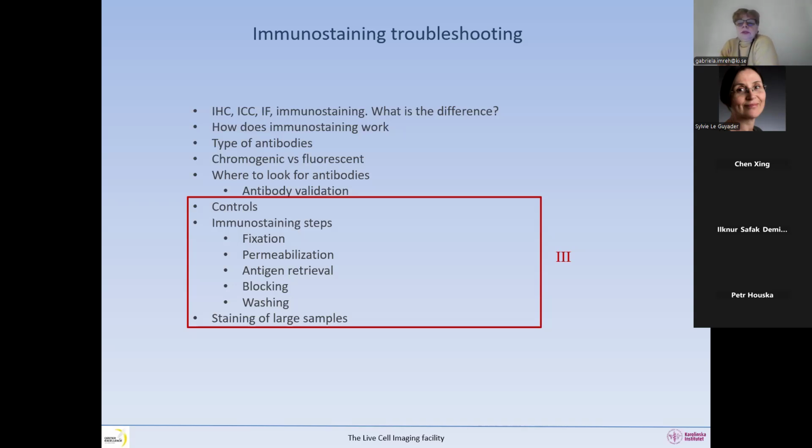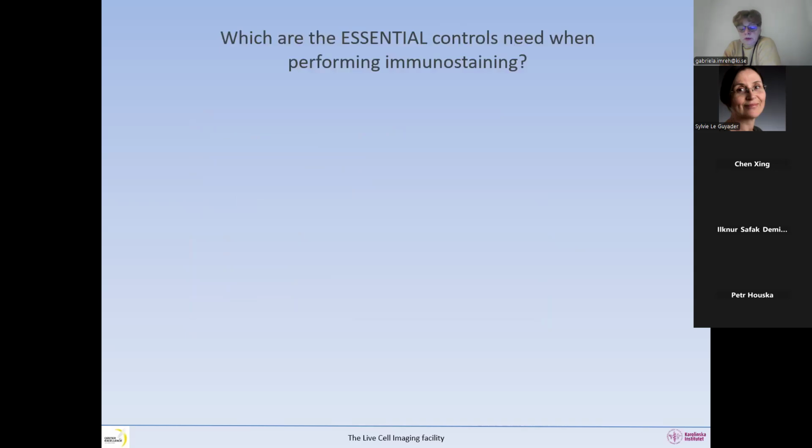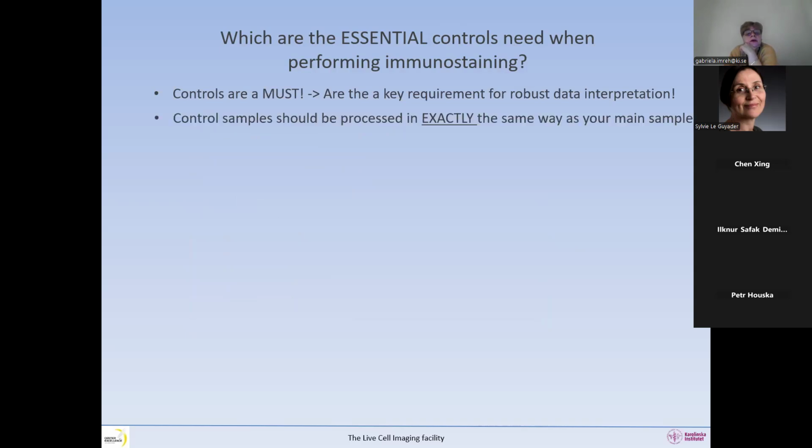So let's continue with the last part of my lecture, and we will continue with the controls. Which are the essential controls needed in performing an immunostaining? The controls are a must because they are the requirement for robust data interpretation. The control sample must be processed in exactly the same way as your main sample. And you should always keep in mind that you have to have controls for each new antibody you are using.